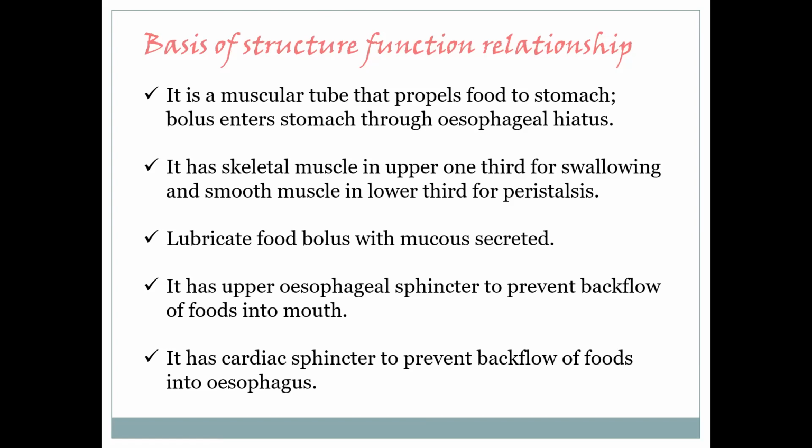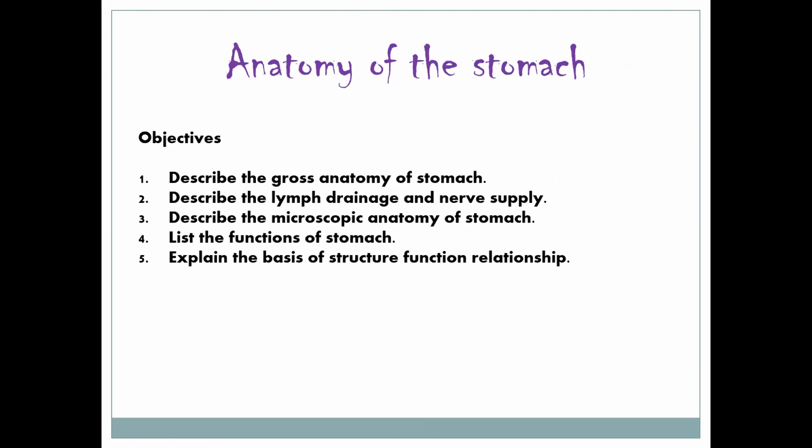And as I mentioned earlier, it has two sphincters in its upper and lower ends. So, it has an upper esophageal sphincter to prevent backflow of foods into the mouth. And it has a cardiac sphincter to prevent backflow of foods into the esophagus once the food is in the stomach.